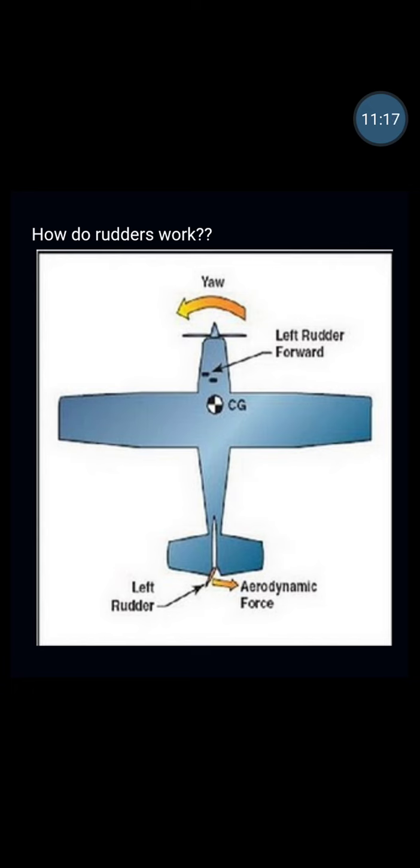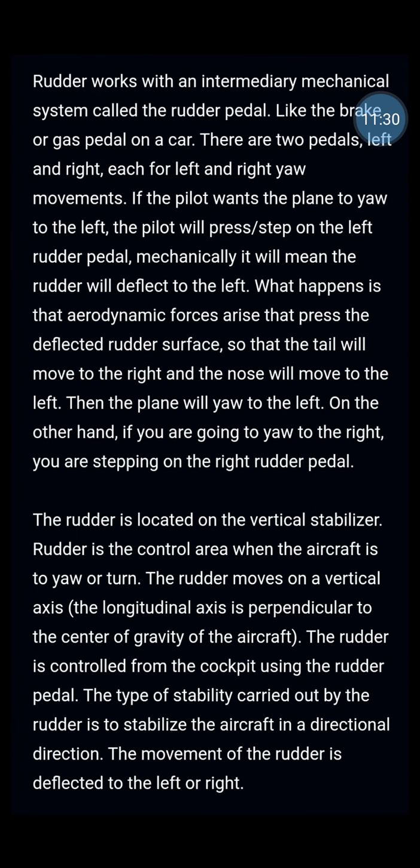How does the rudder work? And this is the picture of the rudder. Yaw, lift, rudder, aerodynamic force. The rudder works with an intermediary mechanical system called the rudder pedal, like the brake or gas pedal on a car. There are two pedals, left and right, for left and right yaw movement.